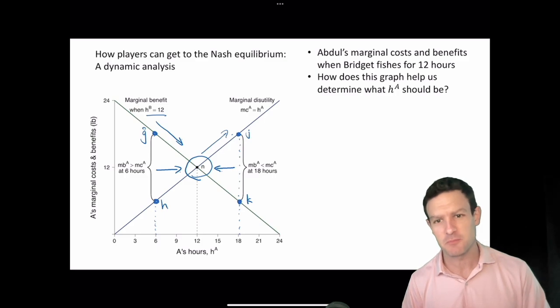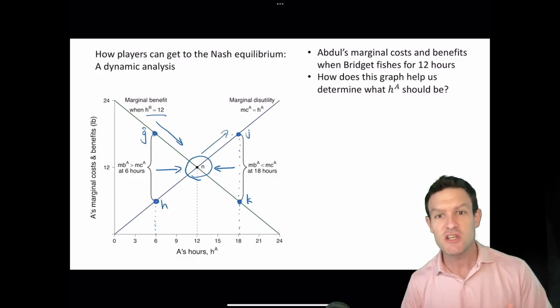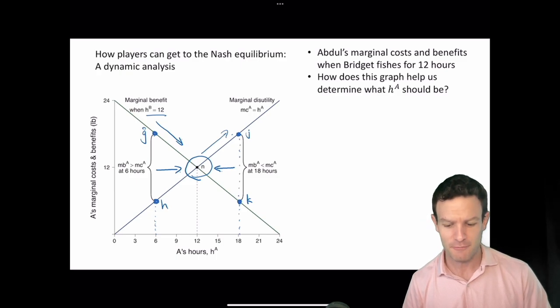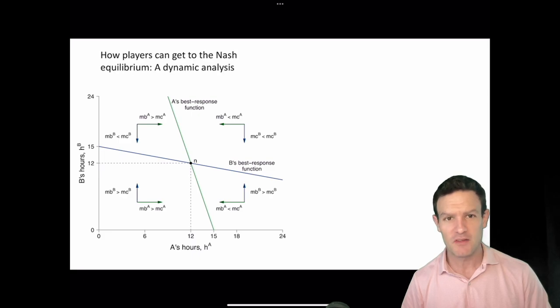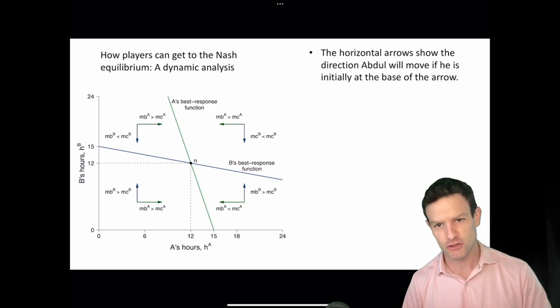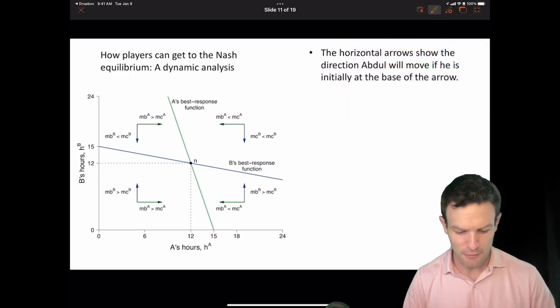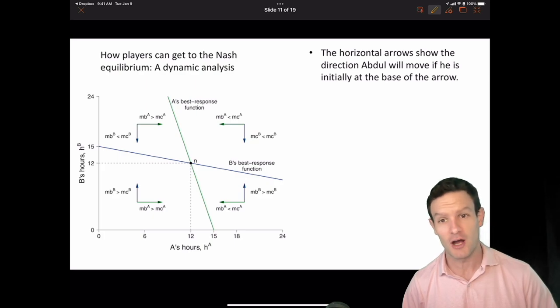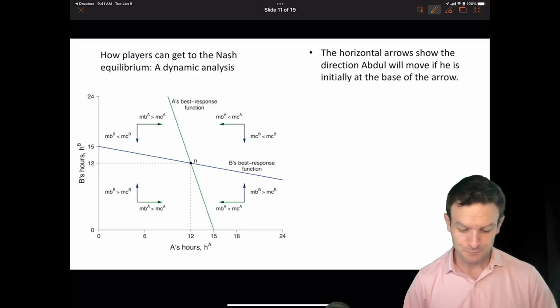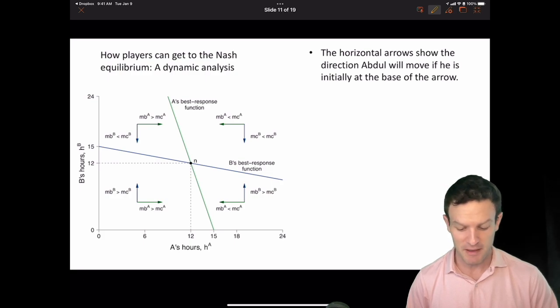He's always thinking about his marginal benefits and marginal costs. Bridget is doing the same thing. She is thinking about her marginal costs and marginal benefits. So what we can do is capture these same ideas in the figure with our best response functions. So we can think about the two best response functions for Abdul and for Bridget. What we see here is that the horizontal arrows show the direction Abdul will move if he is initially at the base of the arrow.